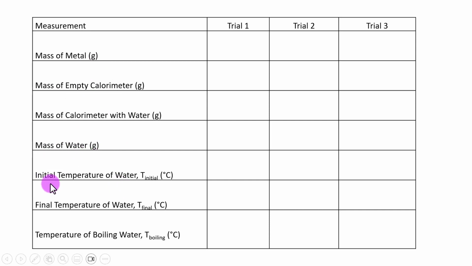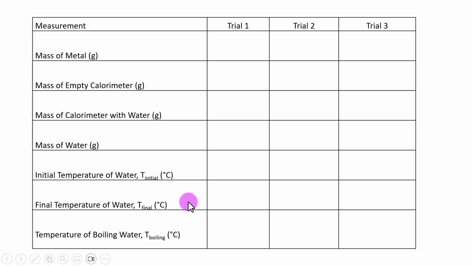Then you will have an initial water temperature. Typically it will be around room temperature. Now remember, these have to be in Celsius, not Fahrenheit or Kelvin. Although they can be in Kelvin, but in Celsius. And then you will have the temperature of boiling water. It will be around 100 degrees because that's where water boils. That's going to be the same for all three trials.